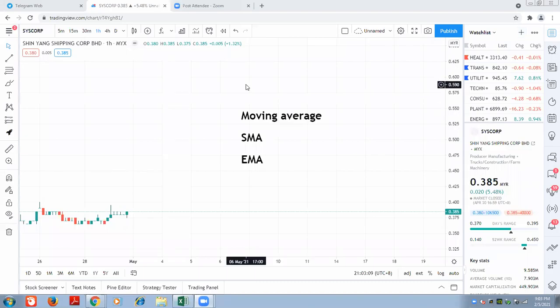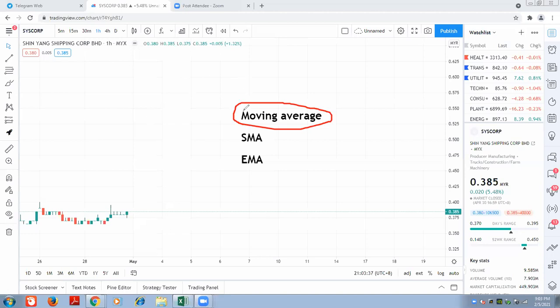Why do we need to understand the moving average? The moving average is found as an indicator that we need to see the changes. The changes of trend, the changes of the line, the changes of the positions of the moving average line.